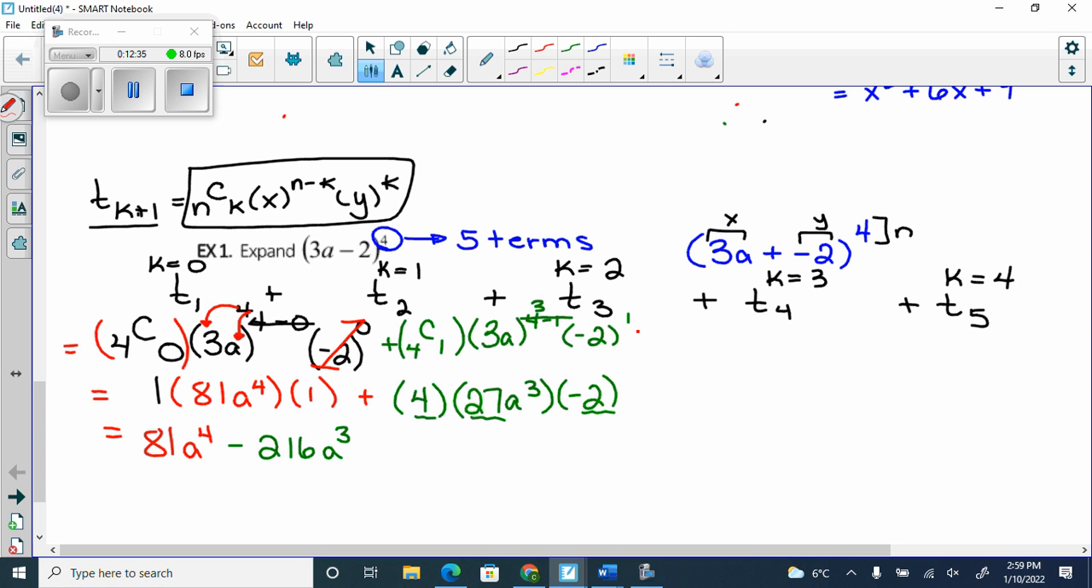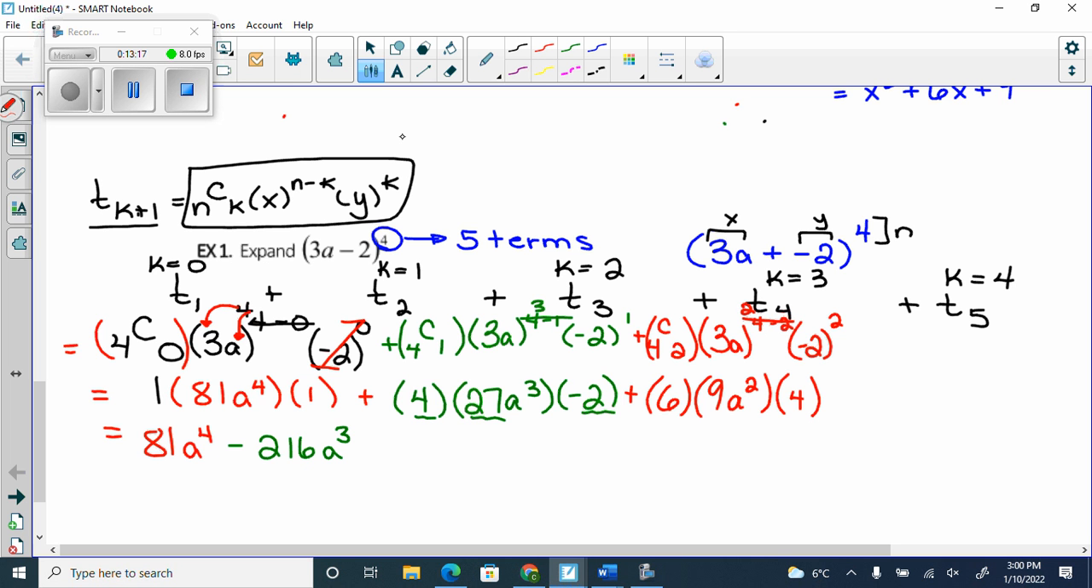So now I'm going to get plus 4c2, because k is 2, and then 3a to the 4 minus 2, negative 2 to the 2. 4c2 is 6, I believe. Is 4c2 6? I think it is. Sure, we'll say it is. And then 4 minus 2 is actually 2, so it's 3 squared, which is 9a squared. And then negative 2 to the 2 is actually positive 4.